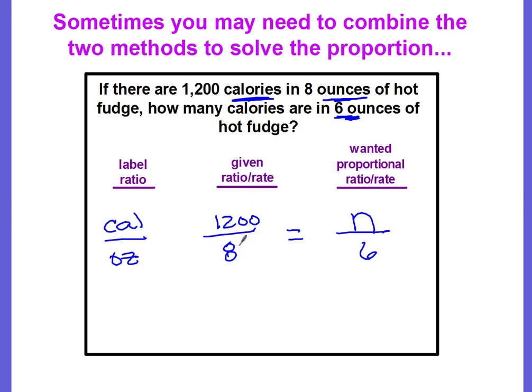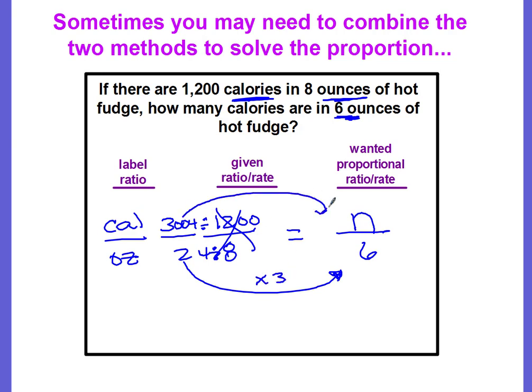Can't use a scale factor, cannot go from 8 to 6, but we can definitely simplify. Could divide both by 4. When I divide by 4, I get 300. When I divide 8 by 4, I get 2. So I'm going to cross out my old and use my new. So here I'm going to go from 2 to 6, scale factors times 3, and I'm going to do 300 times 3, which is going to give us 900.